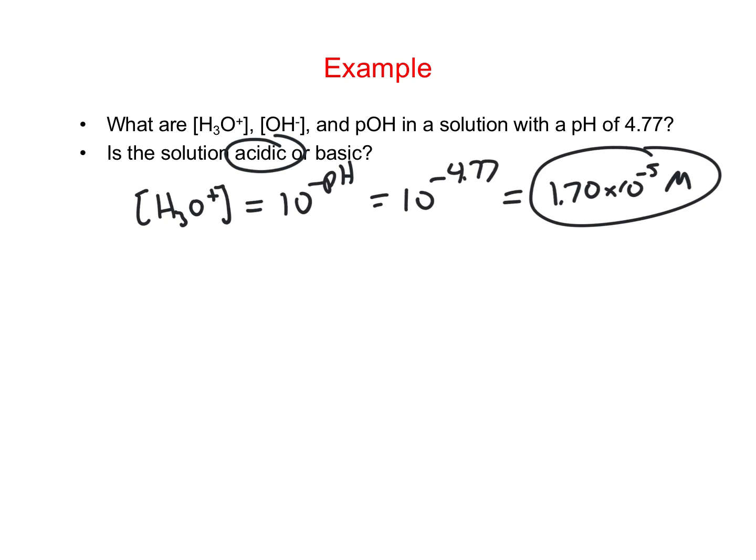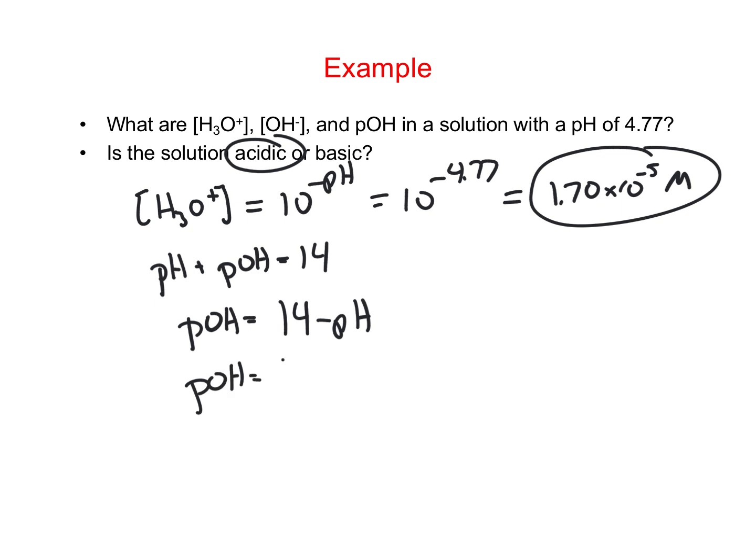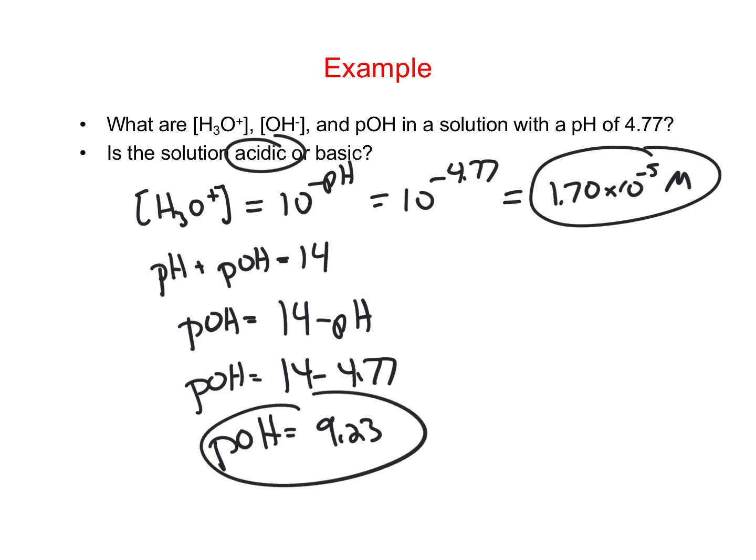All right, so if we do the pOH next, I'm going to use that pH plus pOH is equal to 14. So that means that pOH is 14 minus pH. So that means that pOH is 14 minus 4.77. So the pOH that I get is 9.23. All right, and then we'll get the hydroxide ion concentration on the next slide.